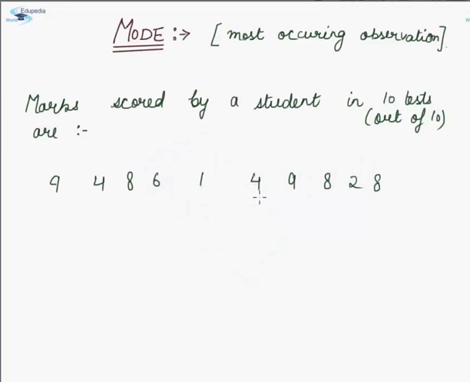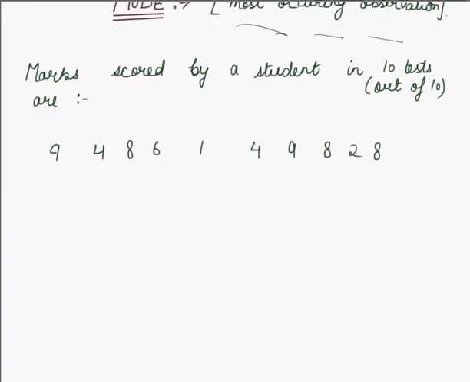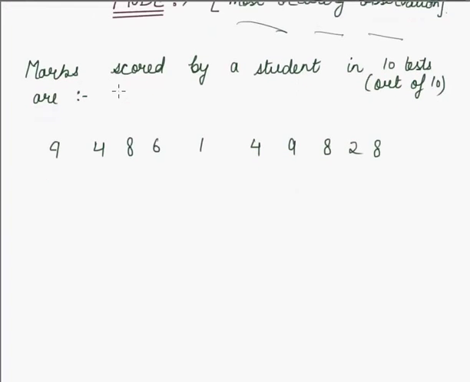In this video, we'll be discussing another central tendency, that is mode for a given statistical data. Friends, mode signifies most occurring observation. For example, let us first consider a simple example which says marks scored by a student in 10 tests out of 100 are, this is the data given, and we need to calculate the mode for the given data. Now mode is most occurring observation.